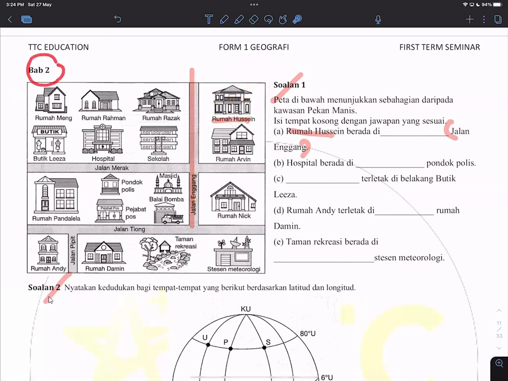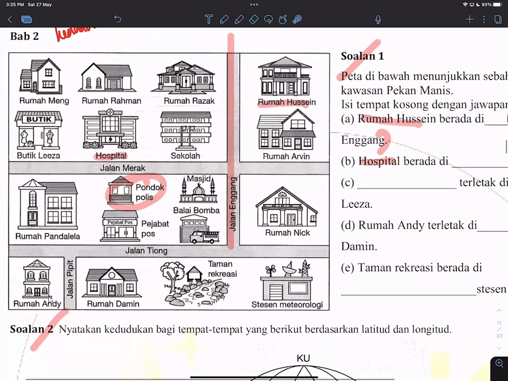Guys, we are in bab 2 now, learning the kedudukan. We are trying to do kedudukan relatif, which is kanan, kiri, hadapan, and belakang. So B, hospital. Okay, down from the rumah Husin, the hospital, and then Pondok Police. So Pondok Police is here. Remember, this is Jalan Raya, Jalan Merak. So Pondok Police is facing this part. Hospital also facing each other, correct?